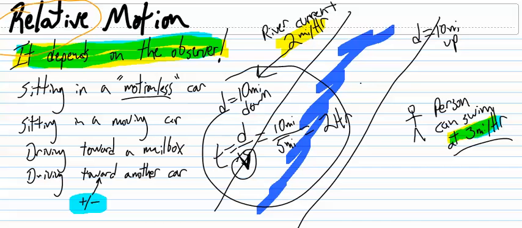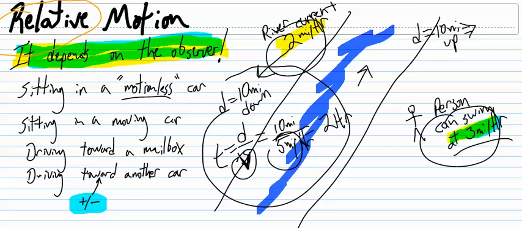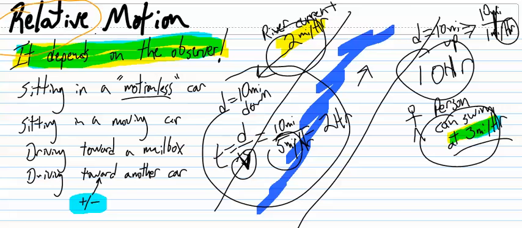But what if the person goes upstream? Well, here the river and the person are working against each other. So in this case, if he can swim at 3 and the river goes at 2, his actual speed is not 5 miles per hour. It's actually 1 mile per hour. So our distance here is 10 miles divided by 1 mile per hour. So the miles cancel. So if he goes upstream and he wants to go 10 miles, it's going to take him 10 hours. So that's another example of how the motion depends on what you compare something to.